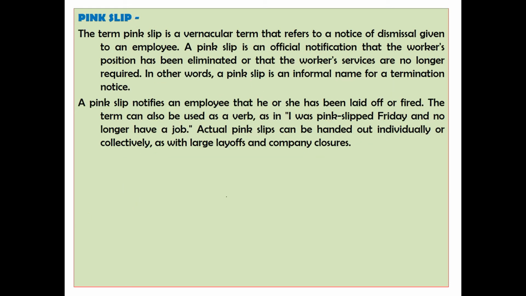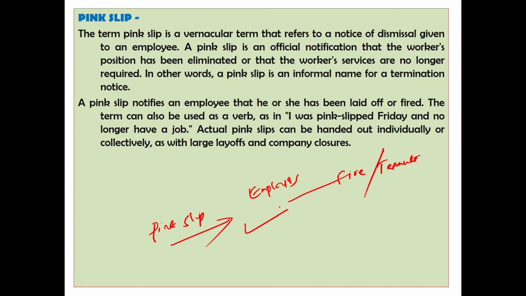Now what is a pink slip? A pink slip is something that was used in the olden days. Let's say when the employer wants to fire you, it might be for any reason, okay? Let's say fire or terminate you. This pink slip was given. So when you are given this pink slip, remember the organization is saying please leave the job and you can go now. So the term pink slip is used to notify dismissal of an employee, apparently an official notification that the worker's position has been eliminated or the worker's services are no longer required. Pink slip. Alright.